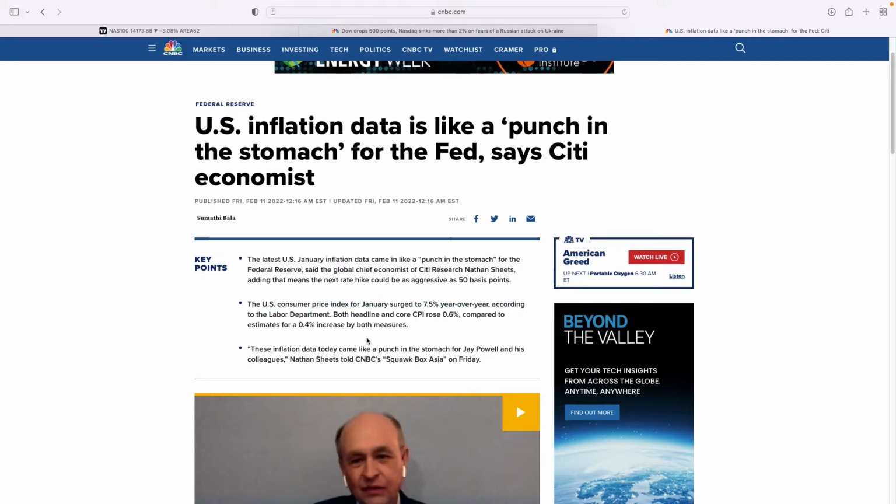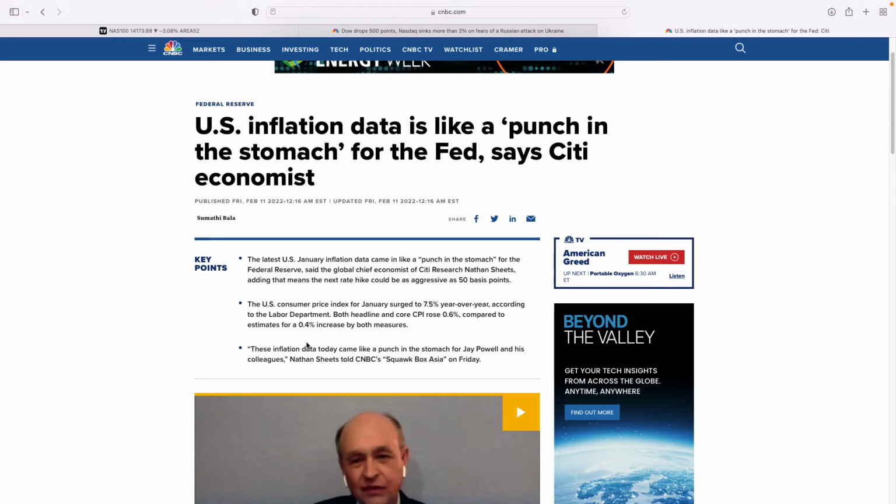We can also see here that the US consumer price index for January surged 7.5% year over year, according to the Labor Department. Both headline and the core CPI rose 0.6% compared to estimates of 0.4%.